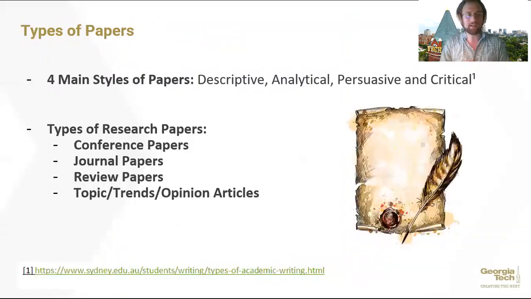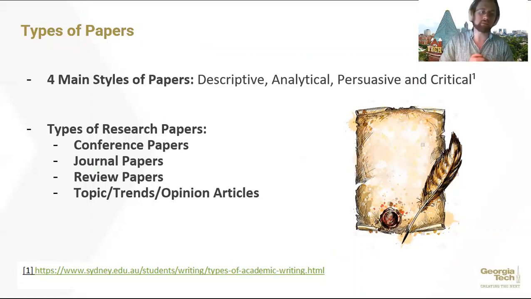We wanted to break it down and give a very high-level overview of the four different types of paper: descriptive, analytical, persuasive, and critical. Each of these can be subcategorized in a variety of ways, but the main types and length delineation between types of research paper are conference, journals, review papers, topics, trends, and opinions.